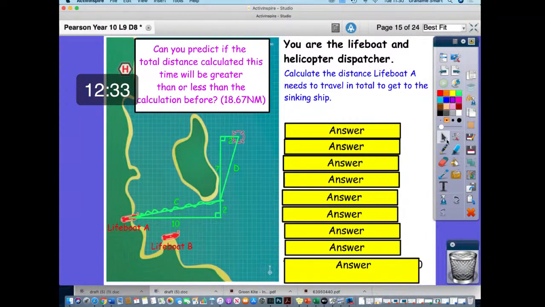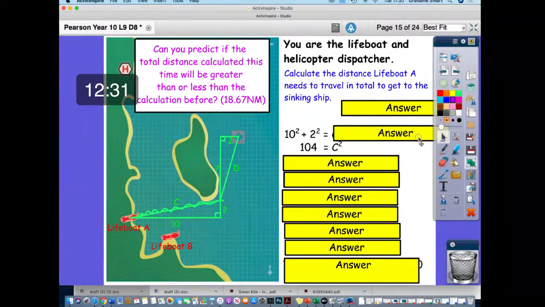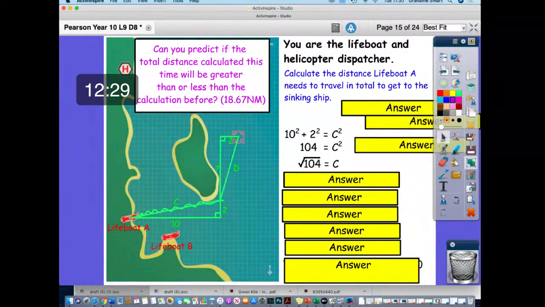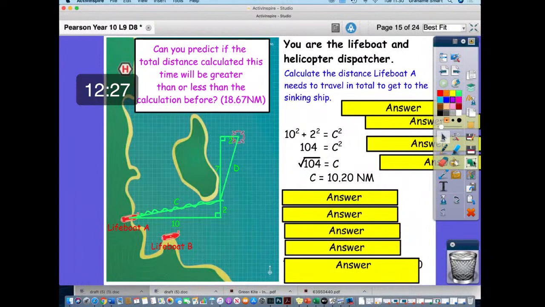Okay, let's just reveal C. I know that you will all be familiar with this now, and you'll be getting really good at them. I'm sure you were good at them before, but it's now about linking it. 10.20 nautical miles for C. I'll reveal D in a second. Just give you another minute or so to do all your calculations. And then don't forget, compare it to the calculation before, which was 18.67 nautical miles.